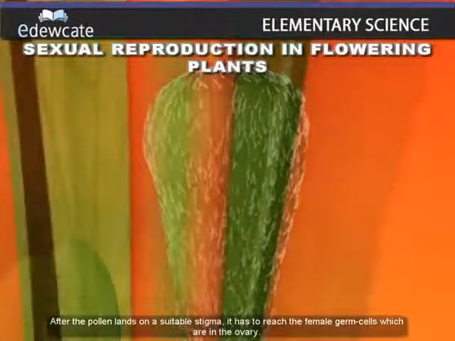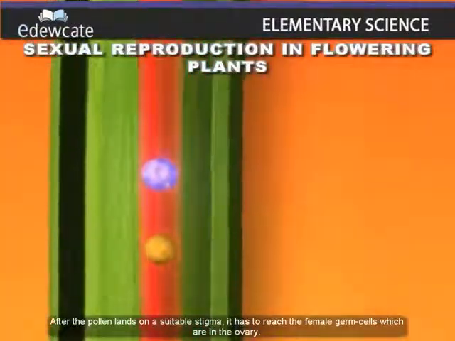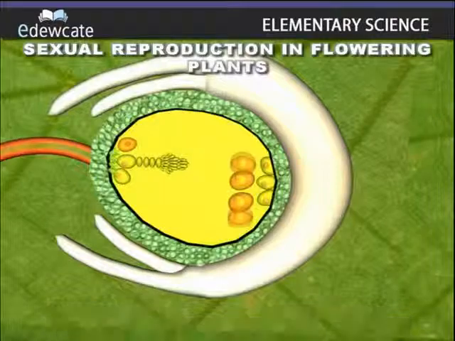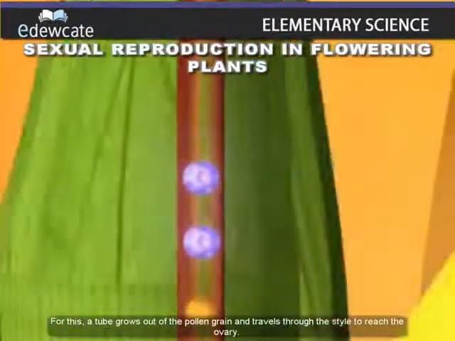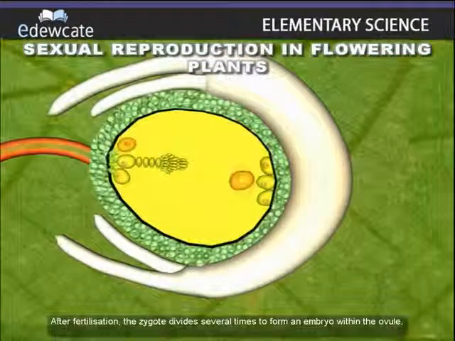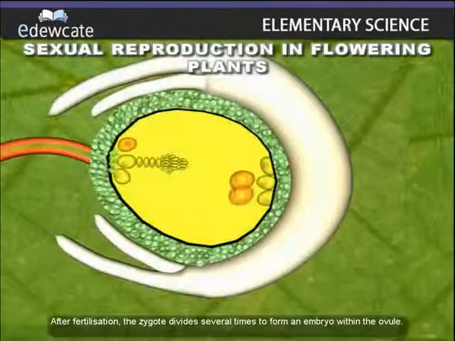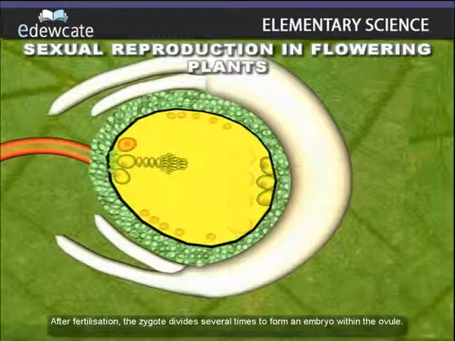After the pollen lands on a suitable stigma, it has to reach the female germ cells which are in the ovary. For this, a tube grows out of the pollen grain and travels through the style to reach the ovary. After fertilization, the zygote divides several times to form an embryo within the ovule.